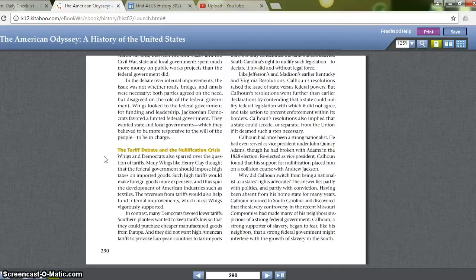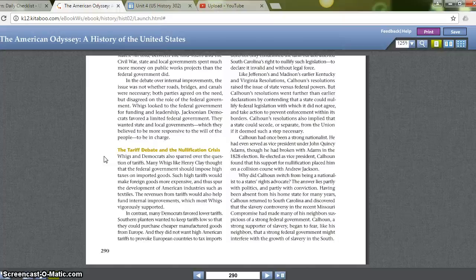Whigs and Democrats also sparred over the question of tariffs. Many Whigs, like Henry Clay, thought the federal government should impose high taxes on imported goods. Such high tariffs would make foreign goods more expensive and thus spur the development of American industries such as textiles. The revenues from tariffs would also help fund internal improvements, which most Whigs vigorously supported.